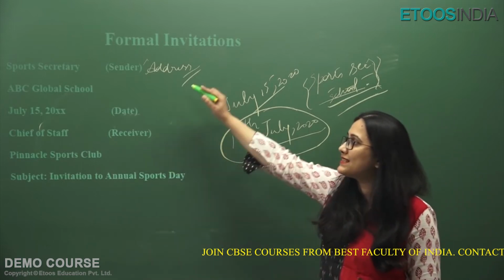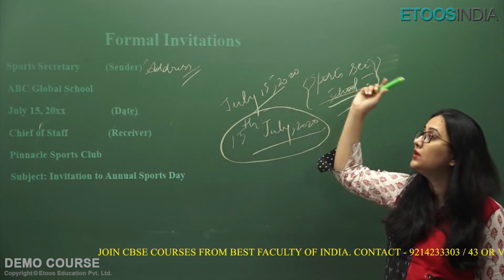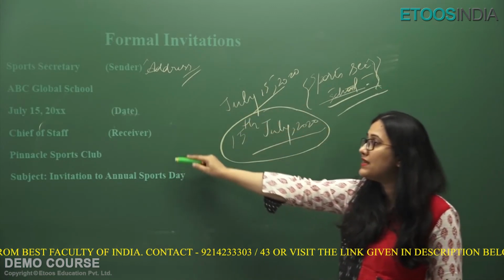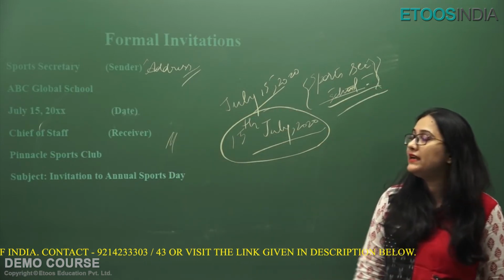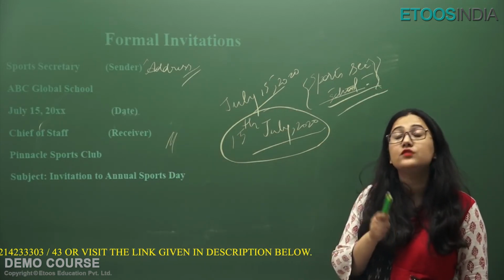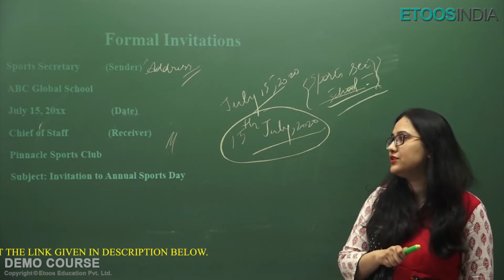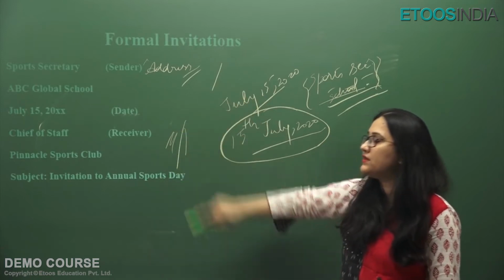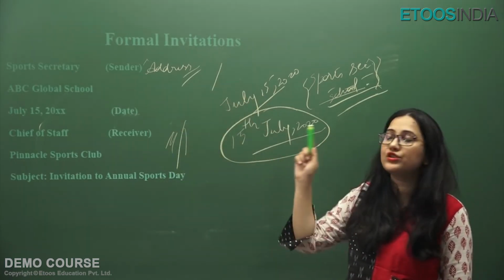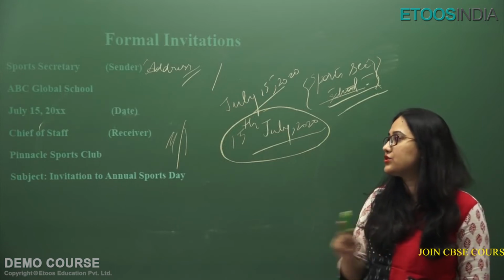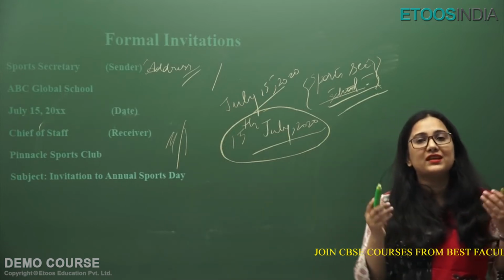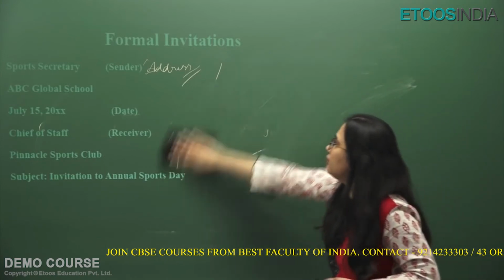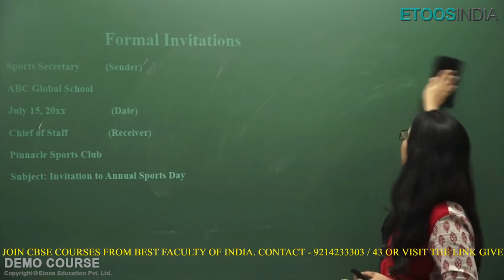Just like you did for yourself, where you wrote your designation and address or the name of the organization, likewise for the receiver you would write the designation and address. You don't have to write your name or the receiver's name. You would just write the designation and the organization. The subject is extremely important. I'll rub all of it because it might get confusing for you.